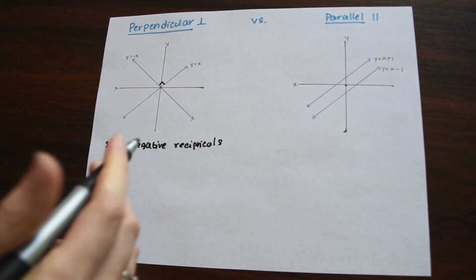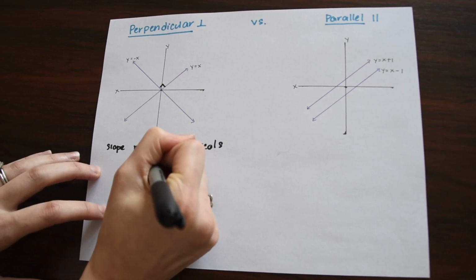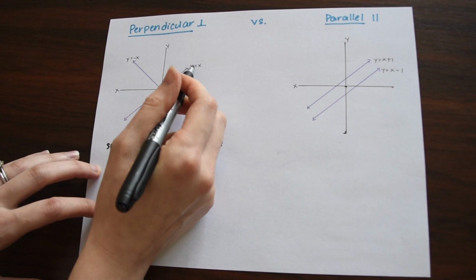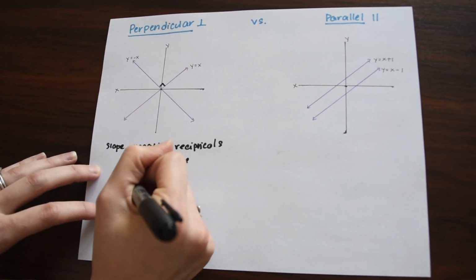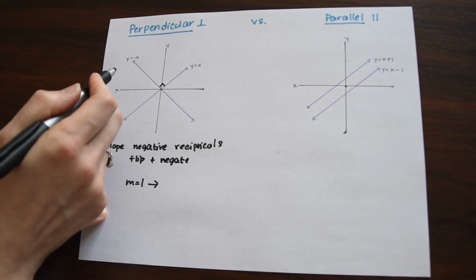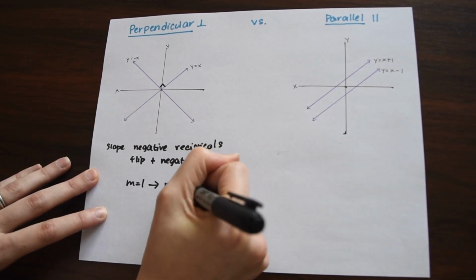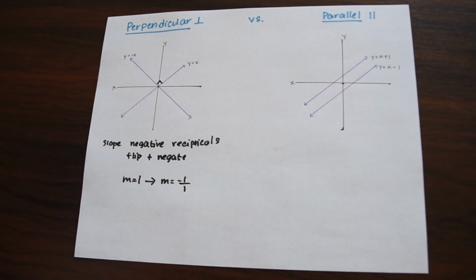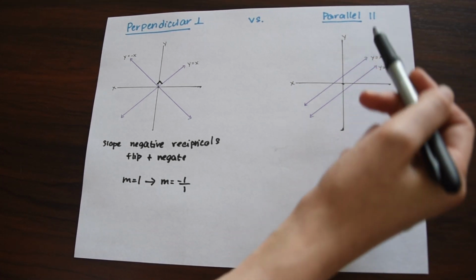What negative reciprocals mean is you're going to be flipping and negating something. So flip and negate. Here we have the slope equal to 1, right? It's an invisible 1 right next to x if you don't see a coefficient there. So we have m equals 1, but then here it becomes negative x, or negative 1. But really, what this is doing is going negative 1 over 1. And that's perpendicular lines.